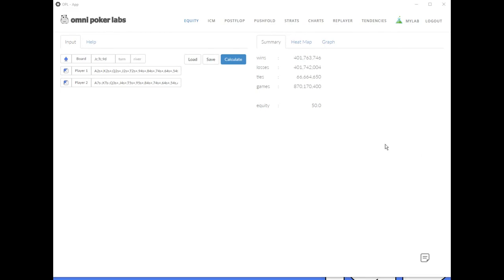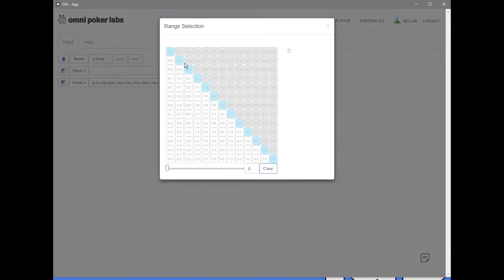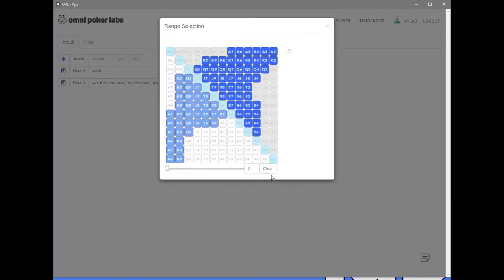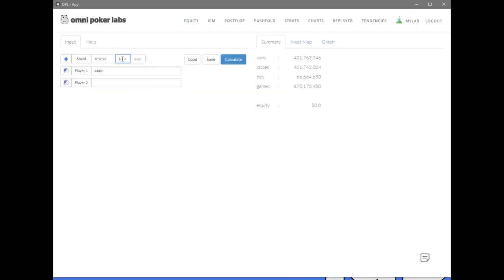The fourth way is to look at equity distributions post-flop. In practice, this usually requires fairly well-defined ranges. Let's give ourselves ace king of hearts, and let's say the turn came ace of spades. So we'll say ace king of hearts for player 1, clear player 2 for now, and ace of spades on the turn.